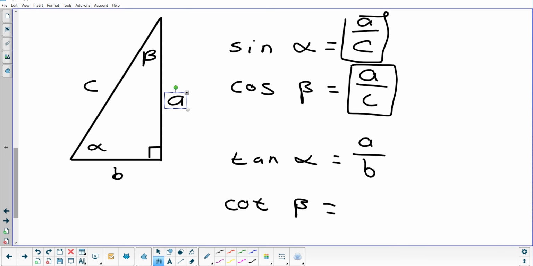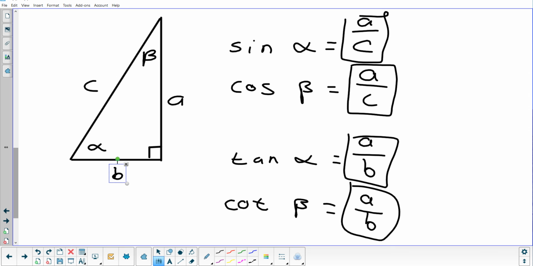And how about, Gina, what's our definition for cotangent? Adjacent over opposite. So if you're standing at beta, adjacent is right next to you. Opposite is across from you. A over B again. So we got the same answer.